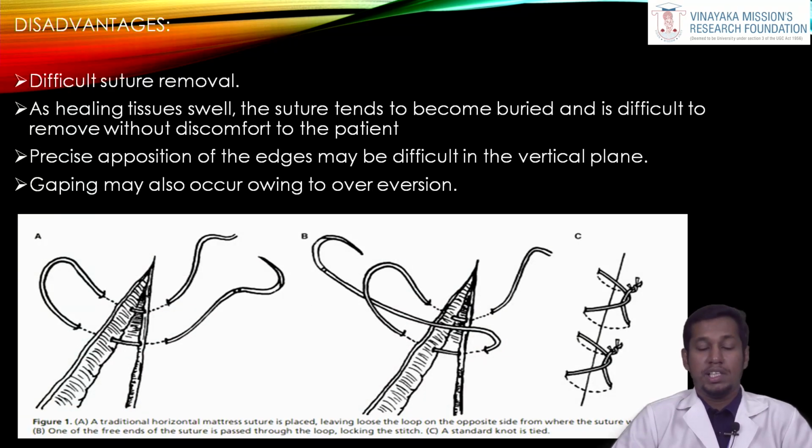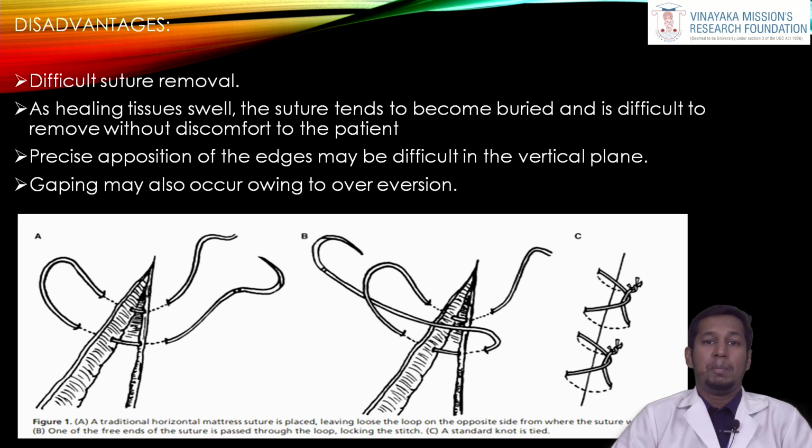Coming to the disadvantages. What are the disadvantages of the horizontal mattress suture apart from the advantages? The disadvantage is difficult suture removal. How does suture removal become difficult? As the tissues swell up and once the healing is done, the suture tends to get buried under the wound, which makes it very difficult to remove, and often we have seen that there is pain to the patient while removing the suture. So that causes some sort of discomfort for the patient during suture removal.